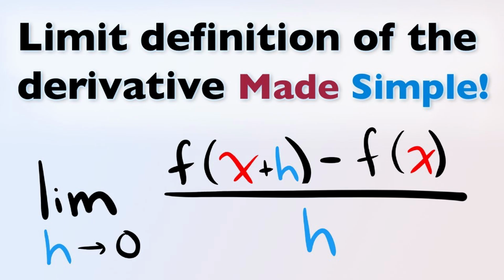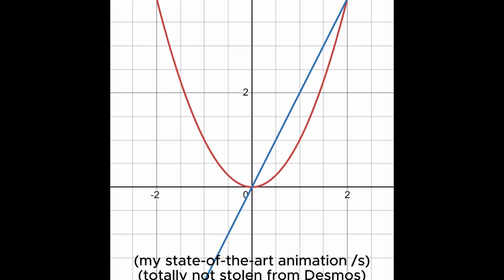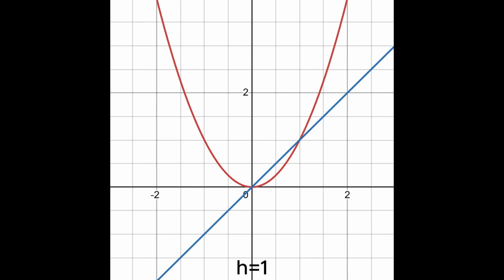Now that we're done with continuity, we can move on to the limit definition of the derivative. Now, I know that this notation looks really confusing, but basically what this means is the slope between 2 points on a curve when the points get closer and closer together. Or, in other words, the gradient of the tangent.